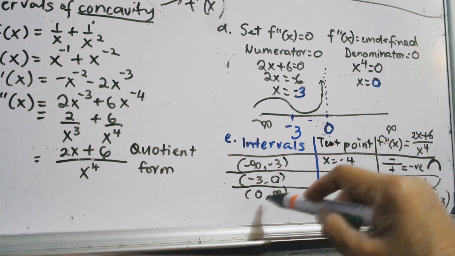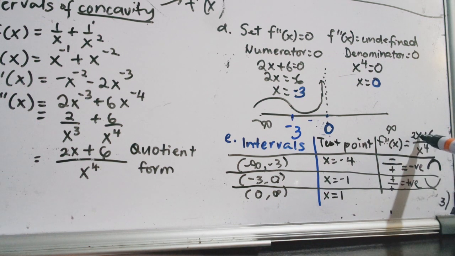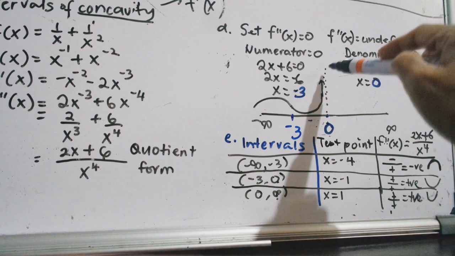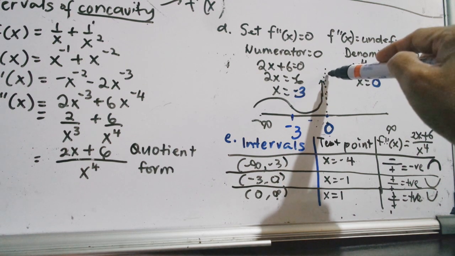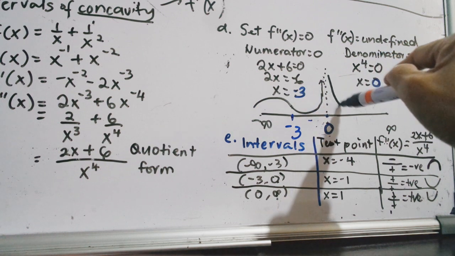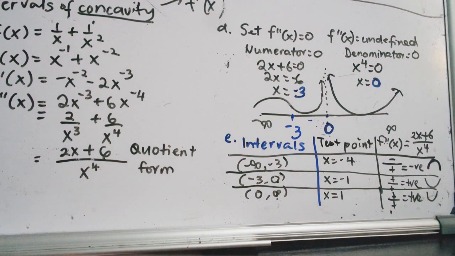And then you move on to the next one, 0 to infinity. Pick a test point, x equals 1. Substitute into f double prime. 2 times 1 is 2. 2 plus 6 is 8. So this is positive over positive. This is positive. Positive means a smile. So from 0 to infinity, the function is a smile. Because we have an asymptote here, we know that this line and the next line do not join. So we have to start a new line here, and there is a smile. The graph goes all the way up and all the way up this way.